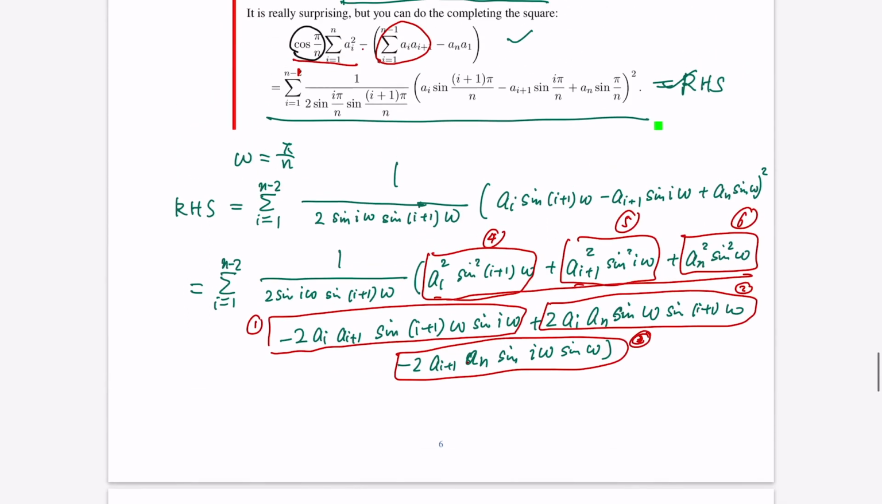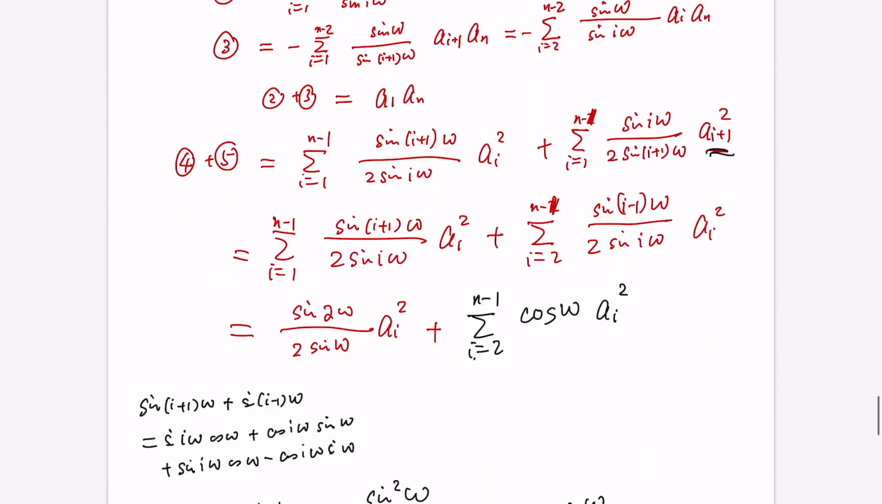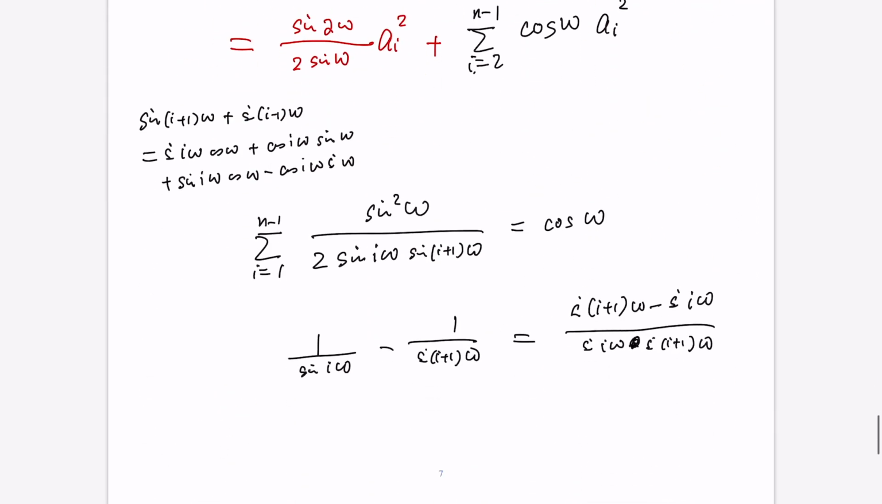Is there anything I computed wrong? I didn't do anything wrong. So this has to be equal to, I guess I can use cosine. Okay, maybe I can use cosine i omega, cosine (i plus 1) omega. So then sine, okay, I think I got it.